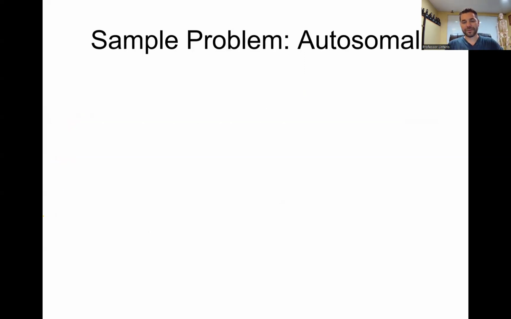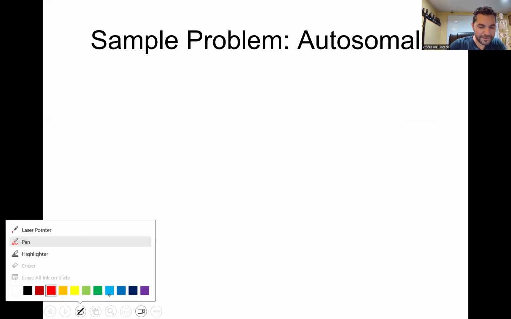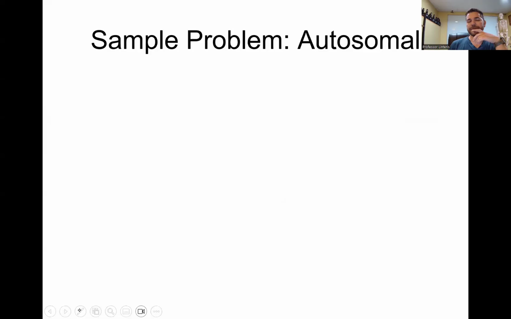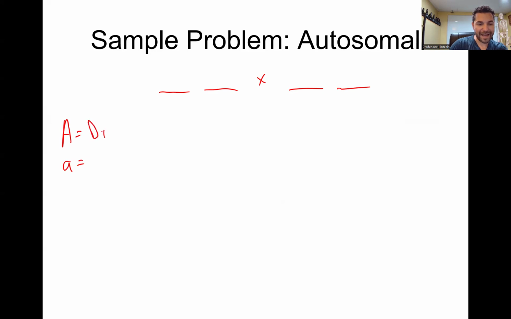First one, autosomal. I'll walk you through how I go about doing this, my thought process, and possibly how you should also do it. So I always start off like this. We will have two alleles. The first thing is that we have dominant alleles and we have recessive alleles.